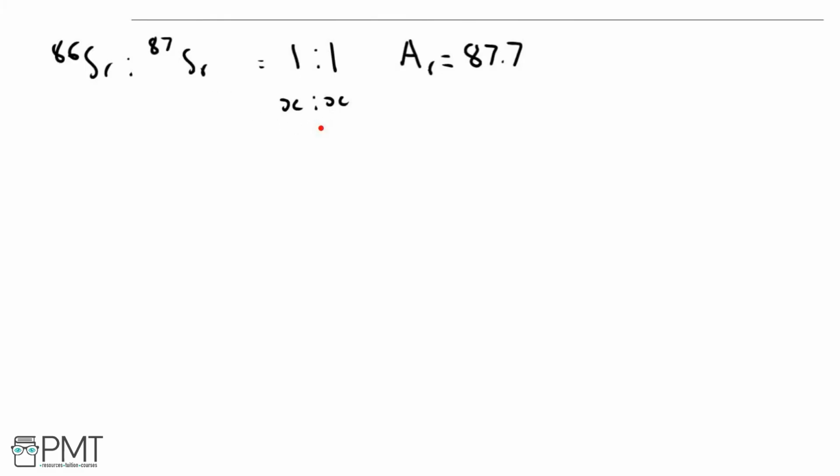So let's start producing that equation. We're going to start with the mass of the strontium-86 isotope, 86, multiplied by its abundance, X. We're going to add the mass of the strontium-87 isotope, 87, multiplied by its abundance, X.